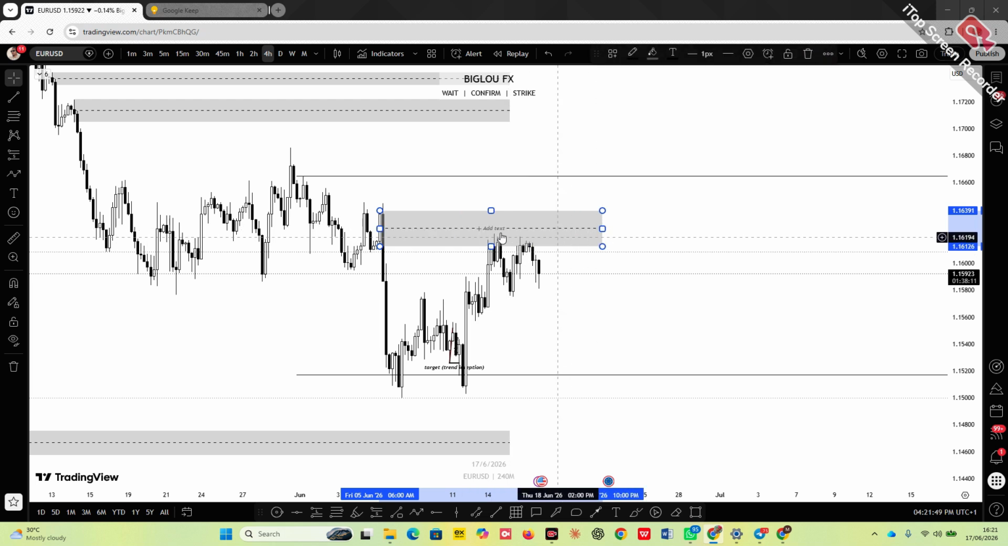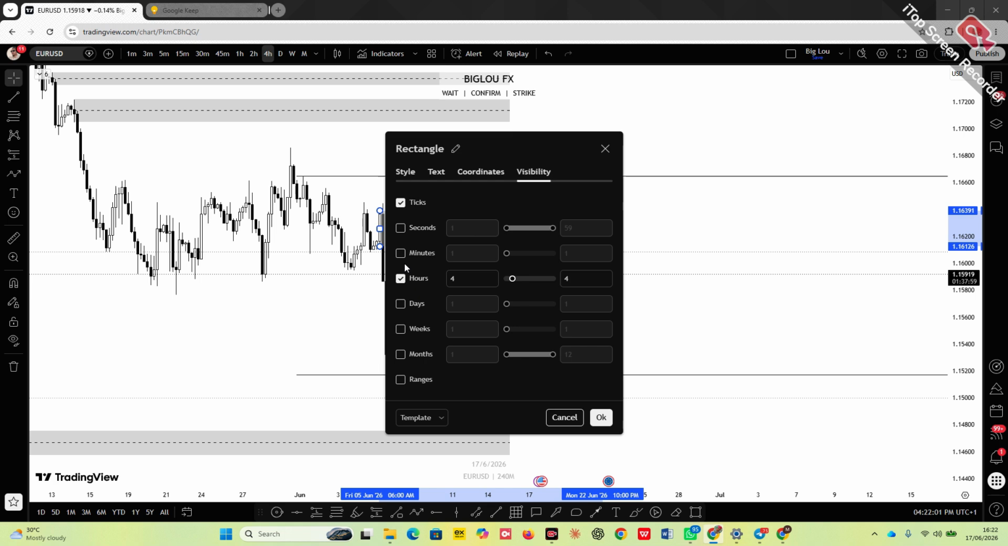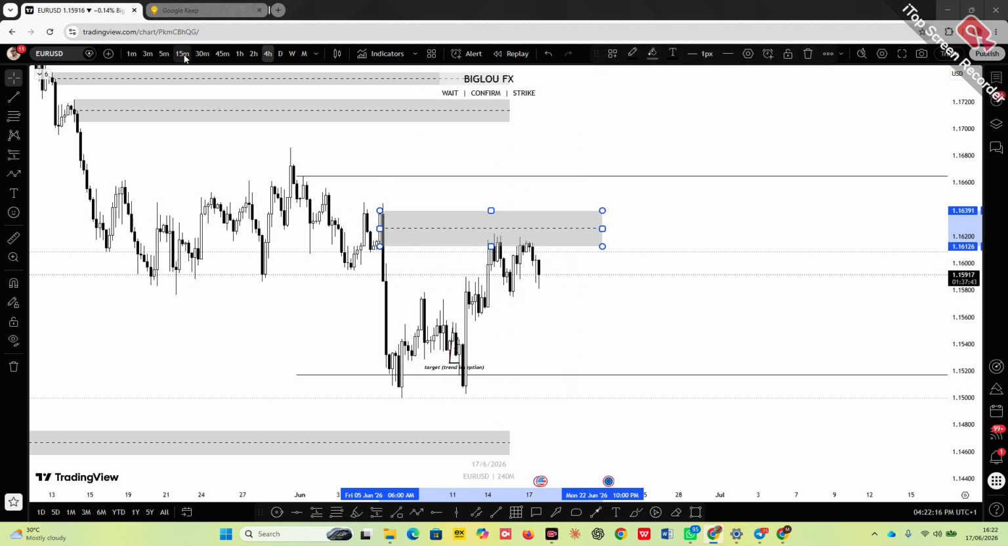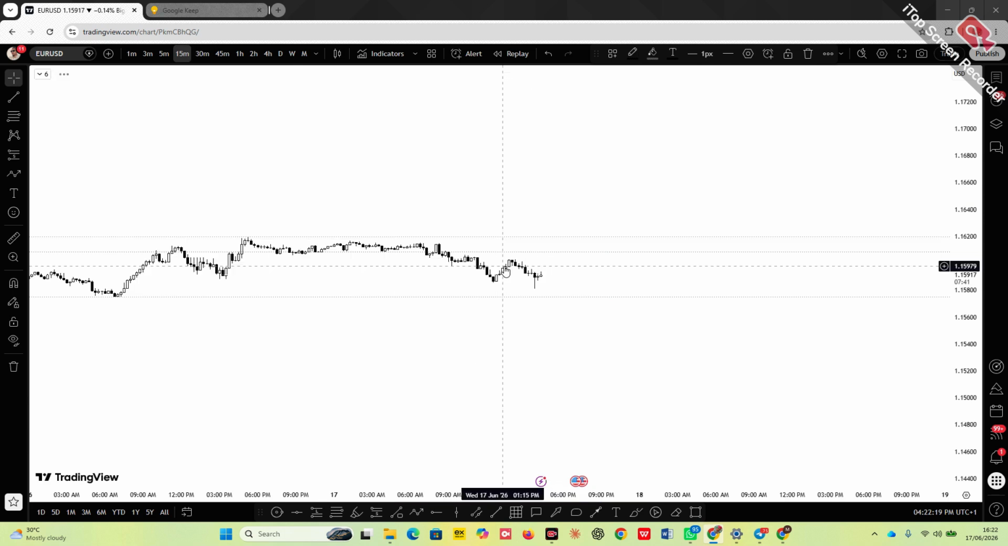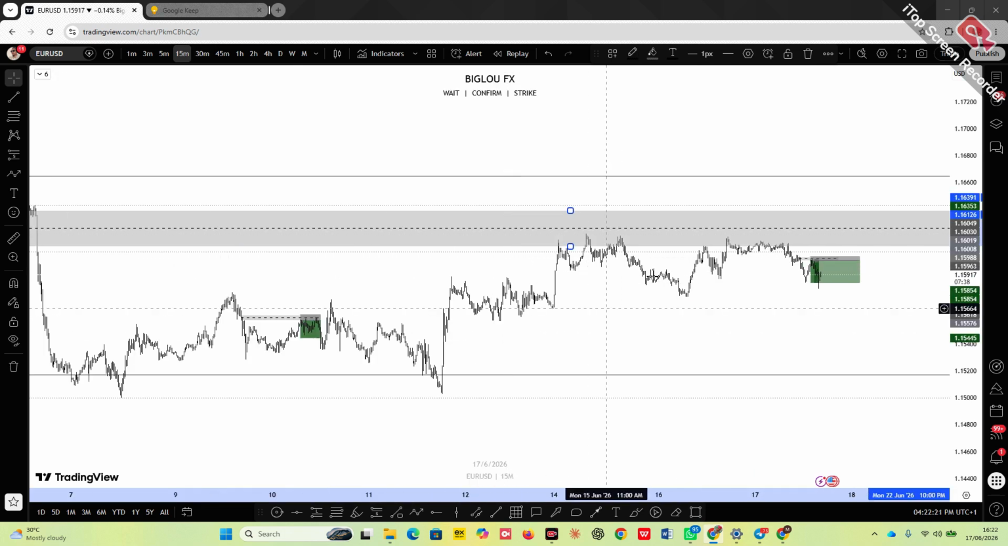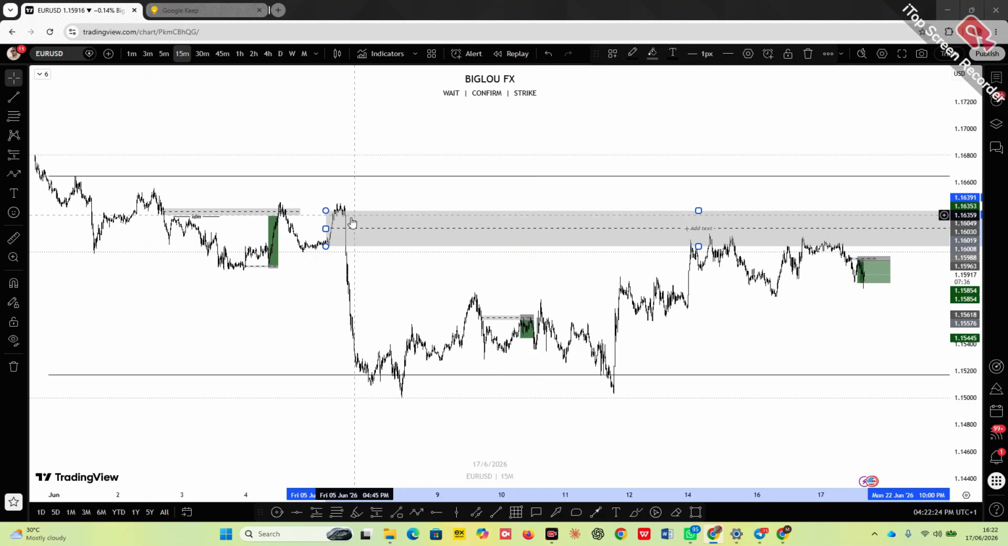But for my entry, I take my entry on the 15 minutes, but I refine it and use confirmations on the 3 minutes. Now, if you're to come down lower to, let's say, 15 minutes, on the 15 minutes time frame, let's see what it looks like. On the 15 minutes time frame, this is what we have here.